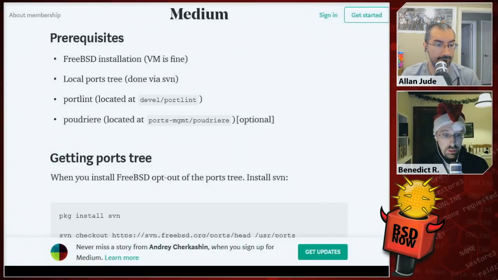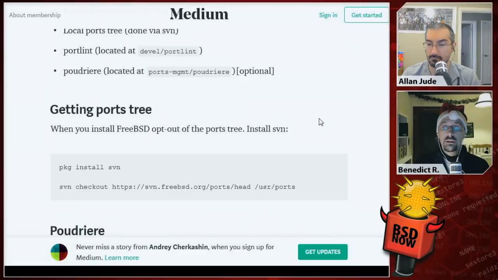So the prerequisites are basically a FreeBSD installation, or a virtual machine is totally fine. It doesn't have to be a bare metal installation. A local ports tree that is done via Subversion, so you pull down the development version of the ports tree basically. And then portlint, which is also located within the ports tree at devel/portlint, and poudriere, which is also located in the ports tree at ports-mgmt/poudriere.